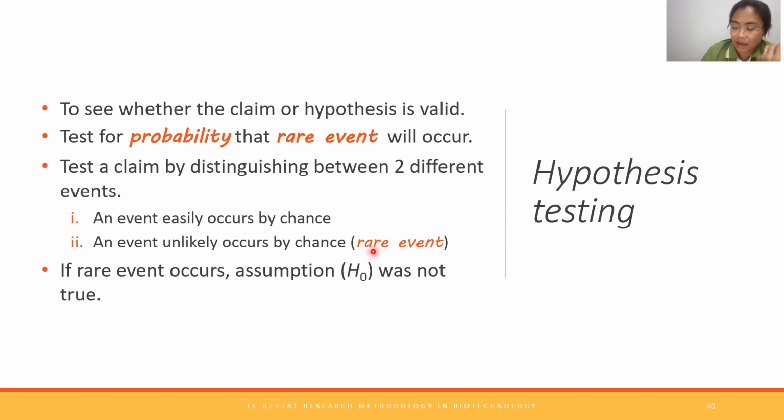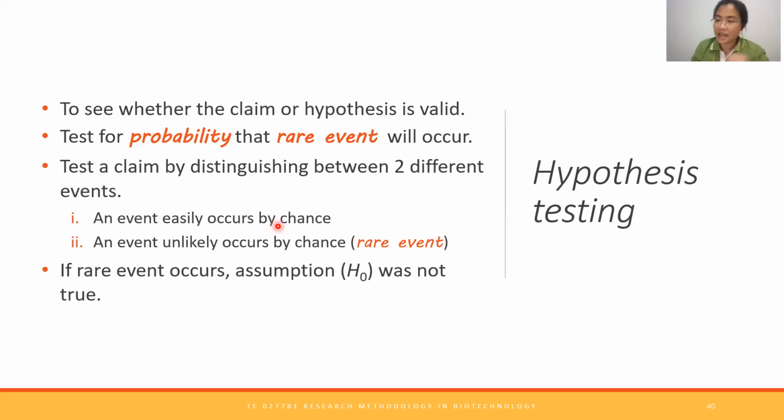Rare means doesn't happen frequently. It's a small chance that it will happen, like a meteor hitting the earth or something like that. That would be a rare event.